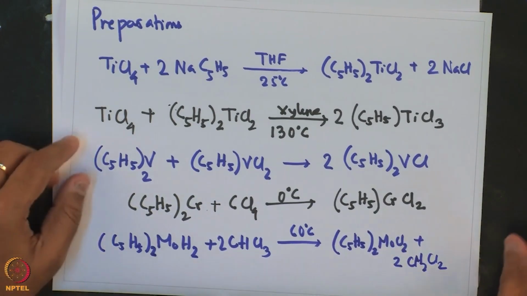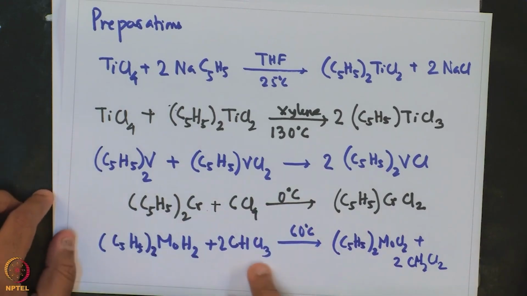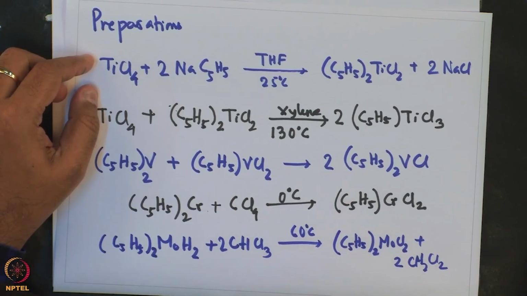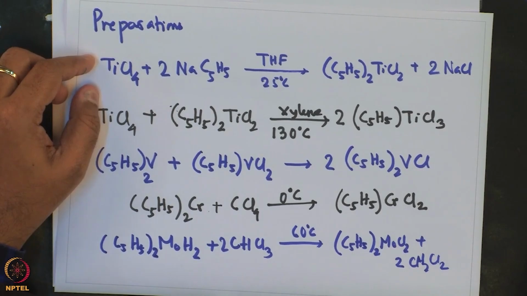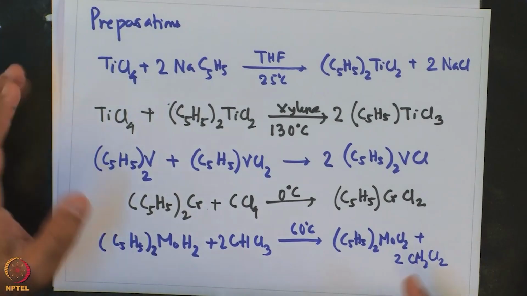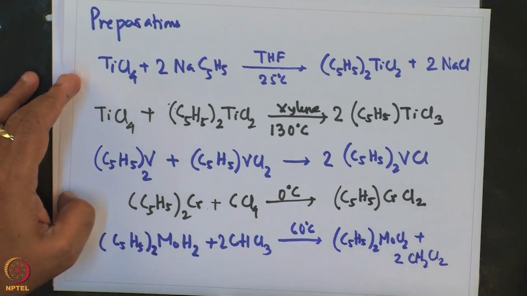So, in the last two sources we see that CCl4 as well as CHCl3 act as a chloride source in the preparation of these cyclopentadienyl transition metal dihalide complexes. Now, with this we see that the preparative methods used for preparing these transition metal cyclopentadienyl halide complexes are also not very many, as there are only 2 or 3 classes of reactions which result in formation of these complexes.